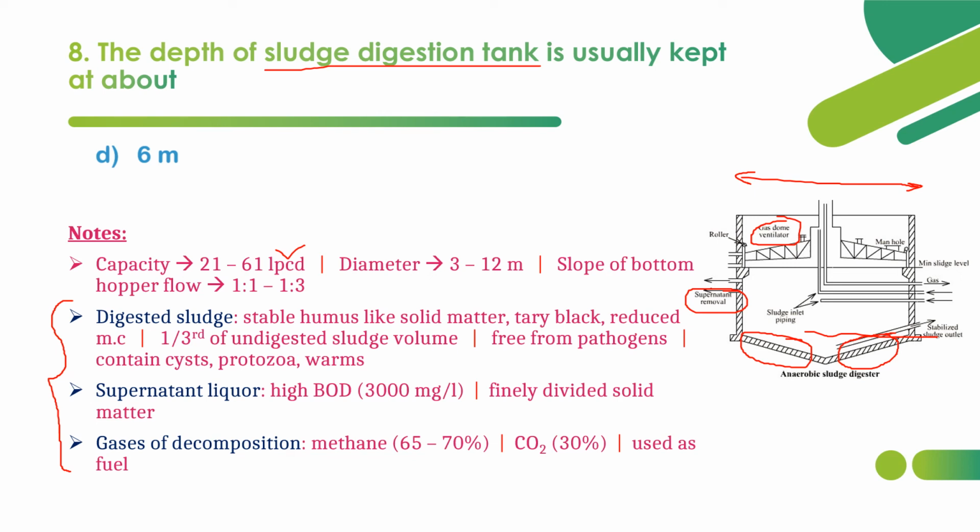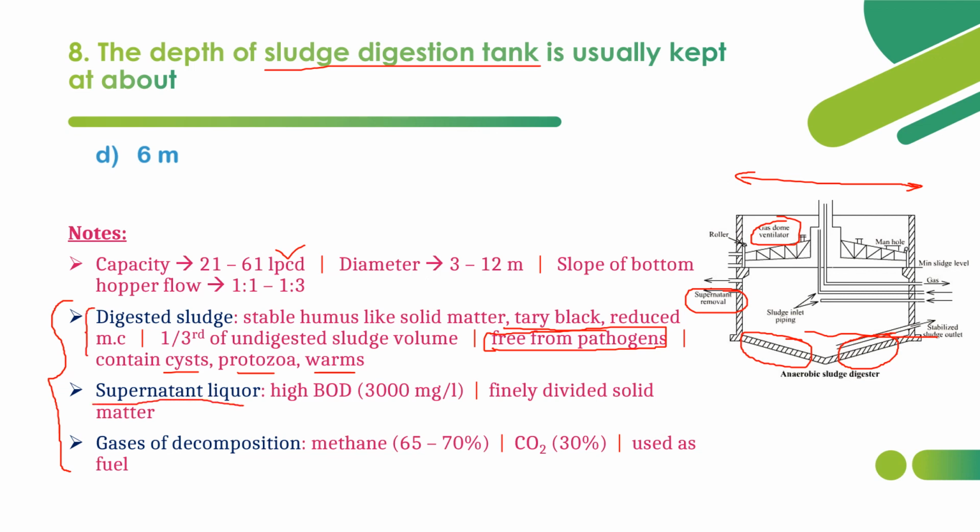The digested sludge shall be very stable, humus-like solid matter, tarry black in color, and it contains very reduced moisture content. That's why the volume of digested sludge is one third of the undigested sludge volume. So removal of digested sludge is very easy because of the reduced moisture content. It is also free from pathogenic organisms, but it contains cysts, protozoa, worms, and eggs that cause reproduction. So these are the basic points regarding digested sludge.